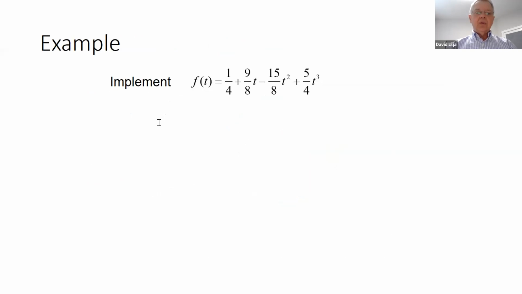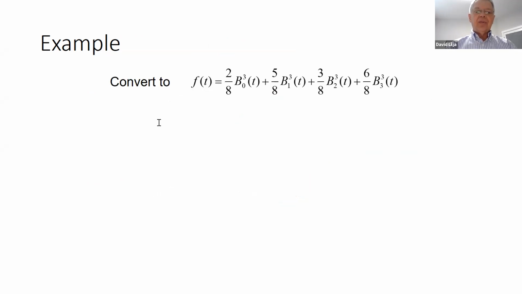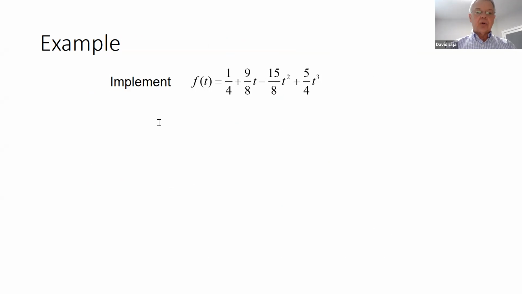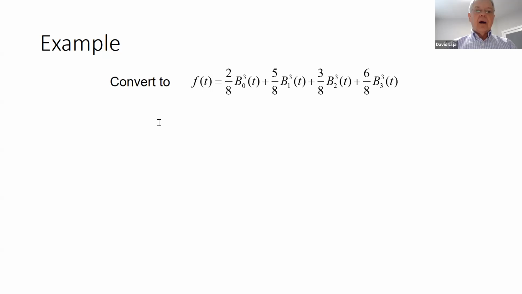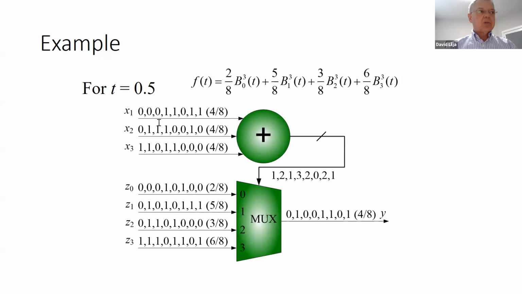So here's a function that I want to implement. This f of t equals 1/4, blah, blah, blah. I equate that to the Bernstein polynomial. I find the Bernstein coefficients, and I get this equation using the Bernstein basis function that's exactly the same as that function that I'm trying to implement. So I take these coefficients, 2/8, 5/8, 3/8, 6/8, and I feed those in the lower left-hand corner to my multiplexer. And I've got some random number generator that's generating all these coefficients. And I have another random number generator that's generating the input value, in this case, 4/8 in the upper left.